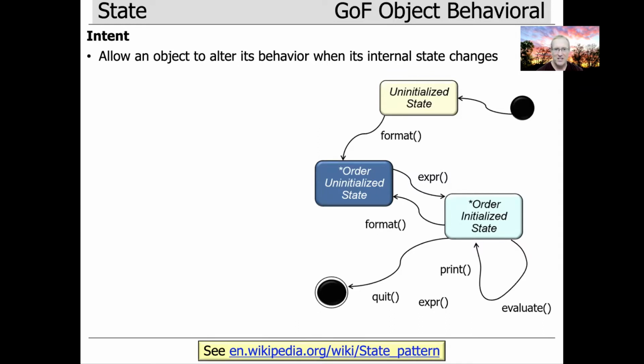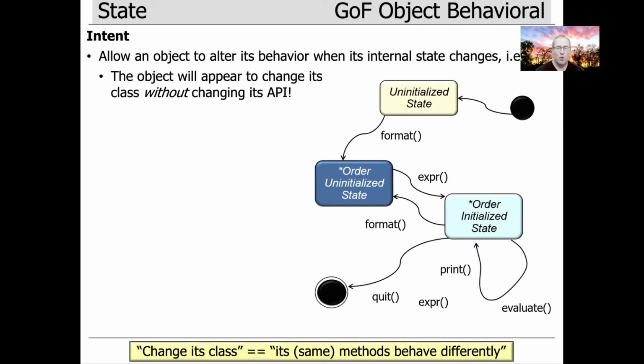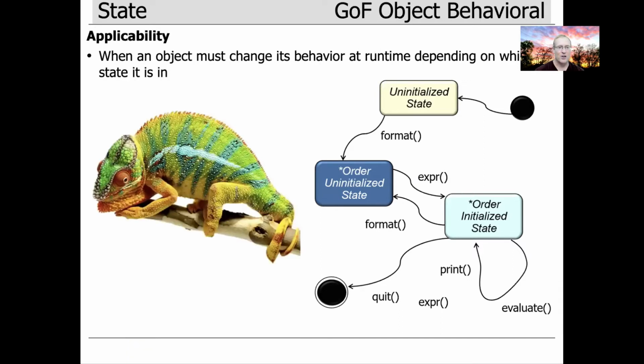So key to this is the whole concept of keeping track of the state that you're in. And what this does is it allows the object to give the appearance of changing its class without changing its API. What does it mean to change its class? What it means is that the same methods called in a different state will behave differently. Sometimes they'll do something sensible. Sometimes they'll throw an exception. Sometimes they'll do something else. It all depends on whatever state the object happens to be in at the point when the method's called.